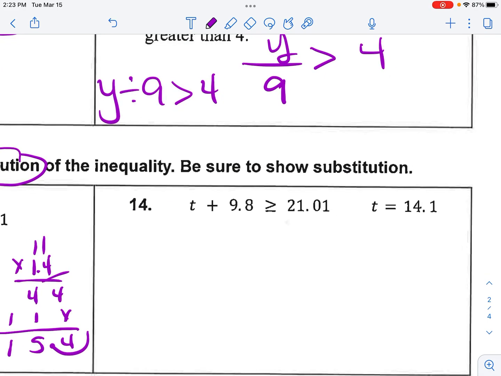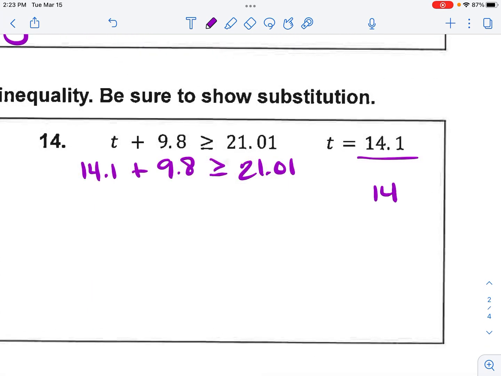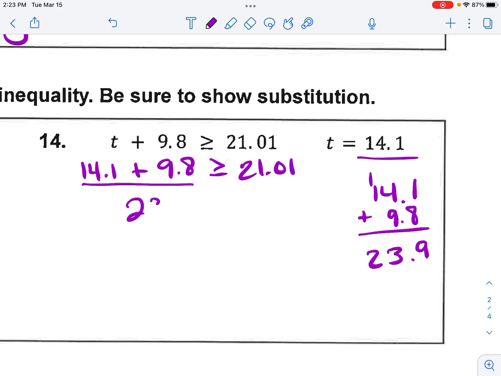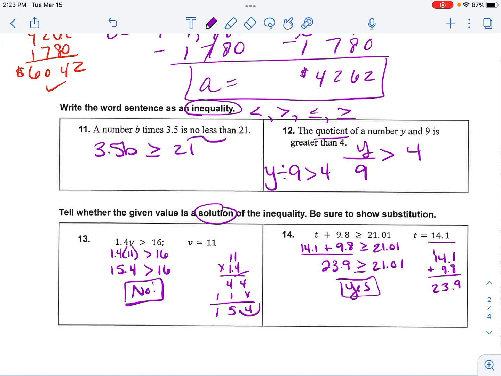Number 14, we're substituting in 14.1 for t. 14.1 plus 9.8 is greater than or equal to 21.01. Let's line up the decimals when we add or subtract decimals. So we get 23.9. Is 23.9 greater than or equal to 21.01? Yes, 23 is greater than 21. So yes.